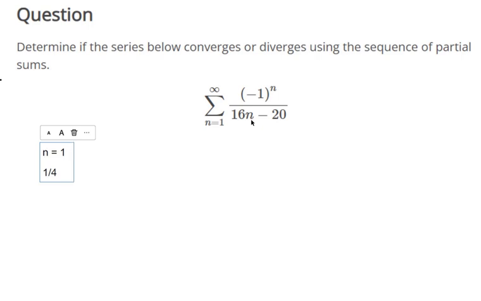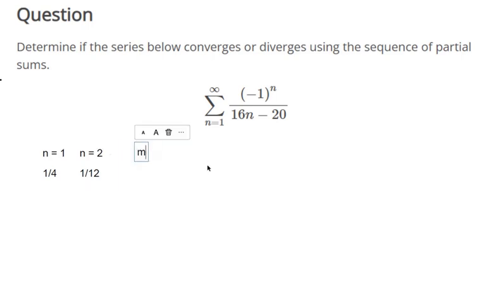And then do n equals 2. If I plug in n equals 2 up top, I get 1, n equals 2 on bottom. So 16 times 2 is that. So we got 1/12. Come on, computer. Nope. All right, I'll just do it this way.